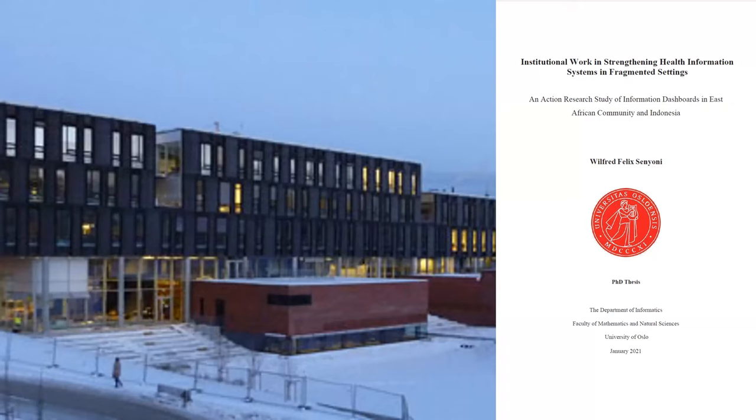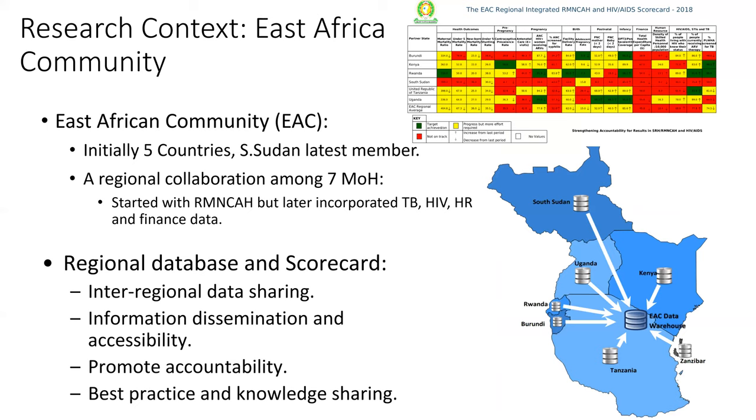So basically this PhD was under the Department of Informatics, University of Oslo. And my title was Institutional Work in Strengthening Health Information Systems in Fragmented Settings, an Action Research Study of Information Dashboards in East Africa Community and Indonesia. Now I get a lot of questions: what happened between East Africa Community and Indonesia? What was the link? So I thought I would start by giving you a little bit of context of the research, how it started.